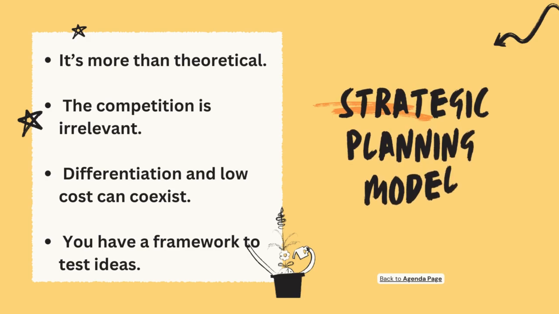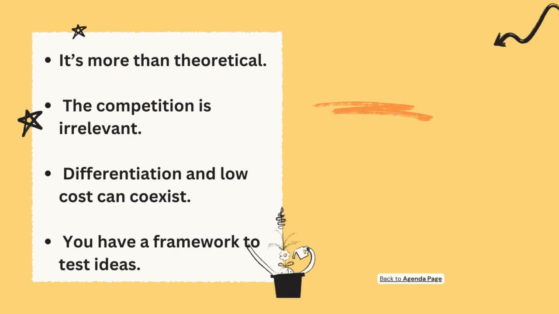The next one is the strategic planning model. First, it's more than theoretical. Second, the competition is relevant, and differentiation and low cost can coexist, and you have a framework to test ideas. All this is the planning model for a Blue Ocean strategy. So they technically have to come up with something new, something that other companies or firms don't have. This will be a new product launched in the industry.